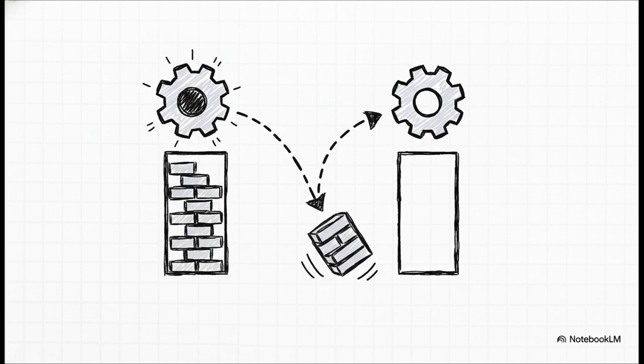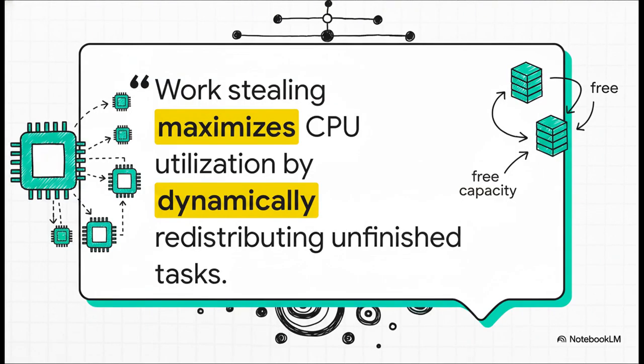It's a self-balancing system. And hey, if you really want to nail it in an interview, here's your golden one-liner. Just say this: work stealing is all about maximizing CPU utilization by dynamically moving work to where there's free capacity. It's just an incredibly efficient way to handle load balancing.